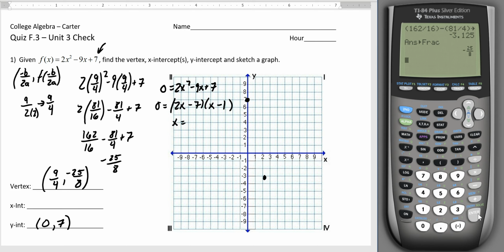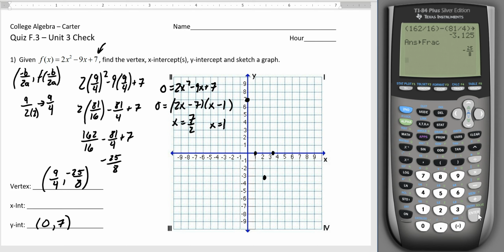So I'll find that x equals 7 halves. I guess 3 and a half is what I was thinking. And x equals 1. So 1 would be here. 3 and a half, aka 7 halves, right there. So that gives me 4 points.